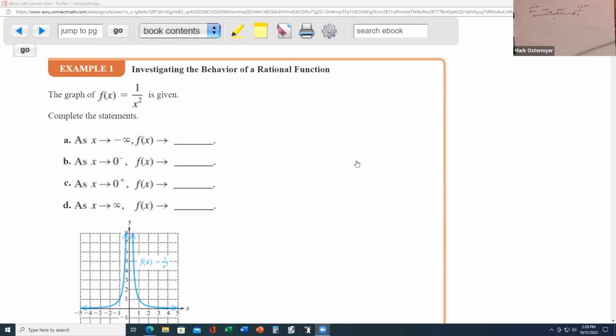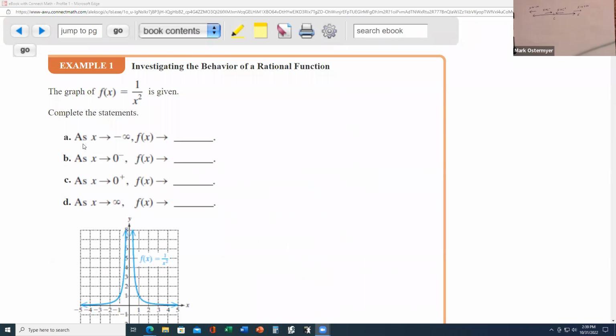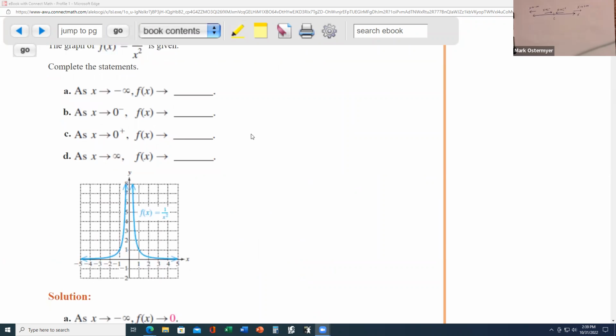All right, let's look over example 1 here. The graph of f of x is equal to 1 over x squared is under the microscope. This is a rational function. And notice that they have already graphed this function here for us, which is nice. We're going to analyze this graph as we allow x to approach various things.